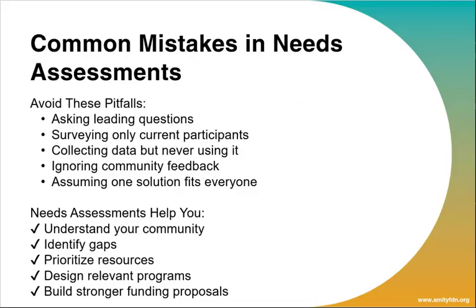So let's talk about some of the common mistakes that can get in the way of good information. First, asking leading questions. If we've already decided what answer we want, we're not really assessing the need. Second, only surveying current participants. Their perspective is important, but what about the people who aren't participating? Their barriers and experiences may tell us something completely different. Third, collecting data but never using it. Data should lead to a conversation, a decision, or an action.